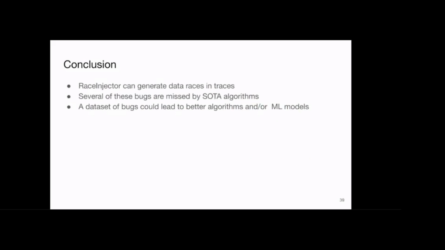Just as a conclusion, we're able to inject and generate races inside of traces, some of which are missed by state-of-the-art algorithms. And we hope that a data set of these bugs can motivate the development of more algorithms or potentially use learning-based approaches for the problem.